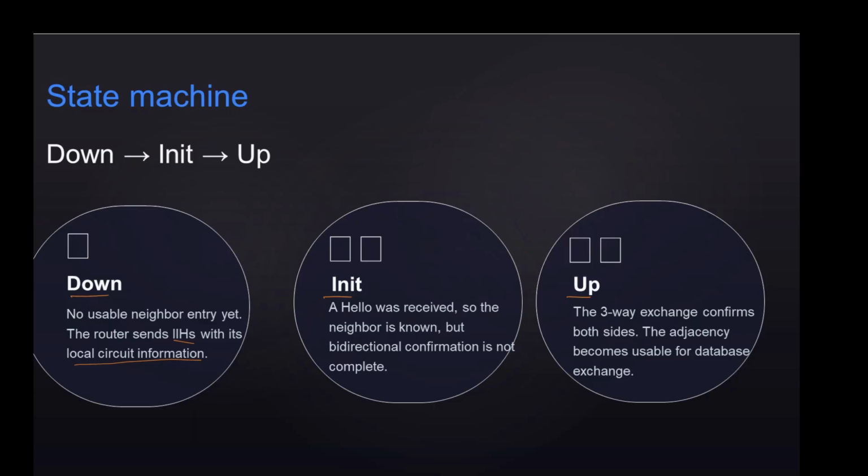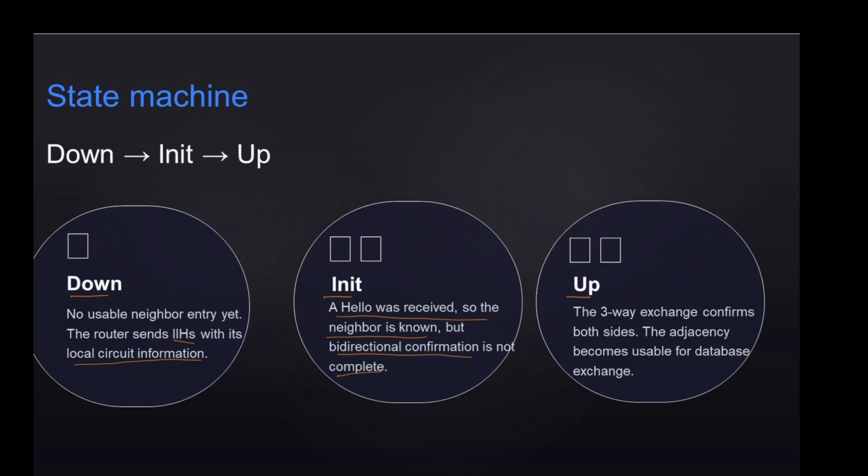The next state is the Init state. In this state, a hello was received from the neighbor. So we know the neighbor's interface address and its local circuit ID, but the local router cannot be sure that the remote neighbor has received its hello message. A hello was received, so the neighbor is known, but bidirectional confirmation is not complete yet.